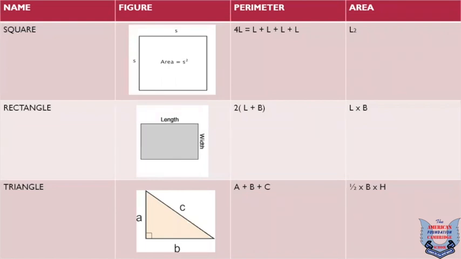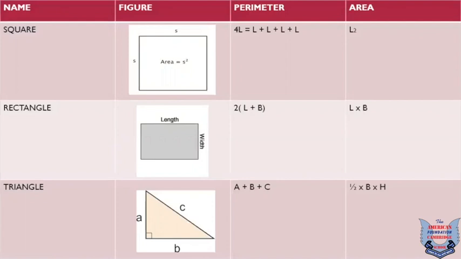Okay, a square looks like this. You can find its perimeter by adding all the four sides. And since all the four sides are the same, you can just multiply one side by 4 to find the perimeter. You can find the area by multiplying two lengths, that is one length L into L. That gives you L squared.